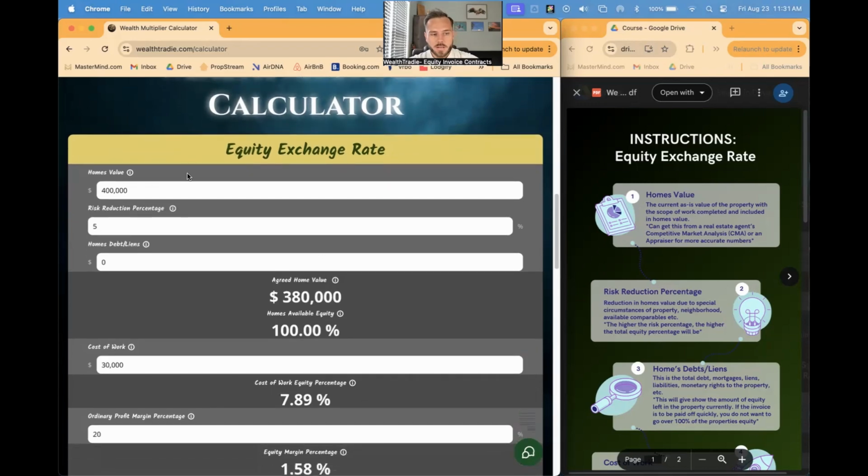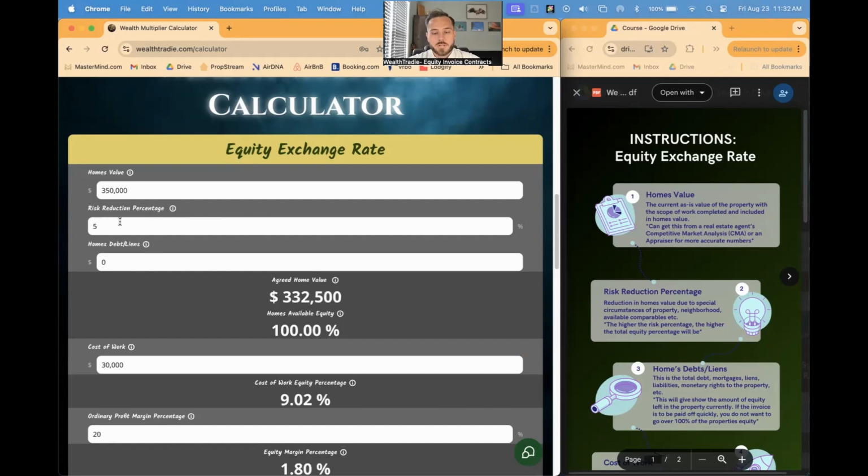So first, we're going to get that value with the other video of how to figure that out with comparison analysis. If you want to go more advanced, you can use income analysis. There's different ways you can value a property. The main thing is that the homeowner and the contractor signing this agreement agree to that value. If they cannot agree to it, they can either go to a real estate agent and get a competitive market analysis, a CMA, or an actual state licensed appraiser. Right now, we're just going to use 350, about an average home market price.